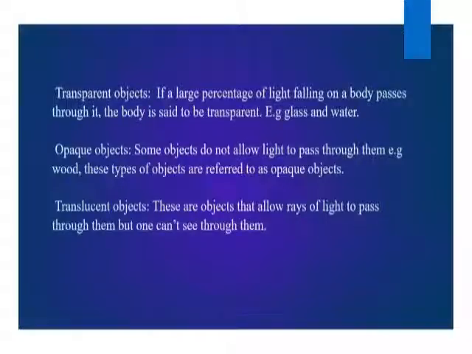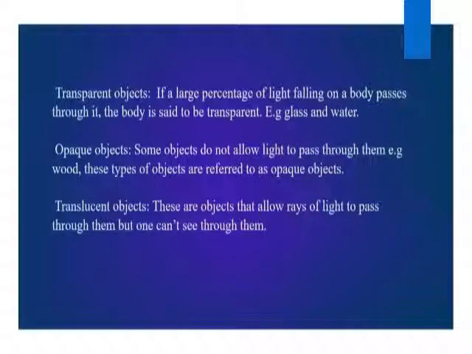We have another material that behaves differently when light is incident on it, and this material is known as the translucent material. Translucent objects allow a little amount of light that is incident on them to pass through. One cannot see through them. Examples of such materials are tissue papers, frosted glasses, and other materials we can think of. The human may not be able to see through them, but light passes through them.